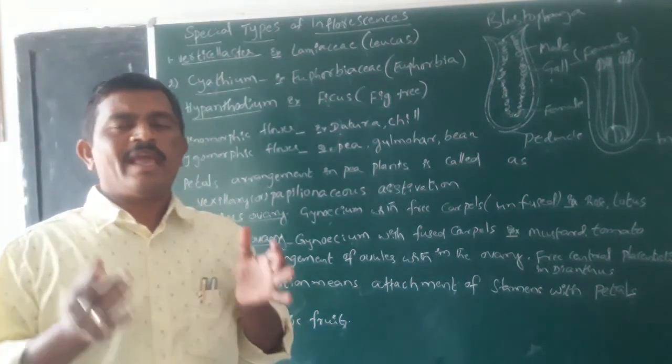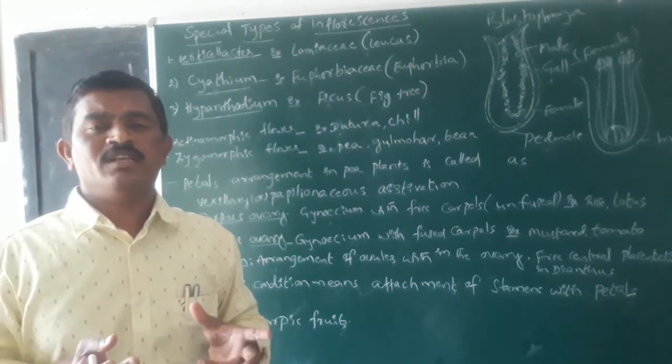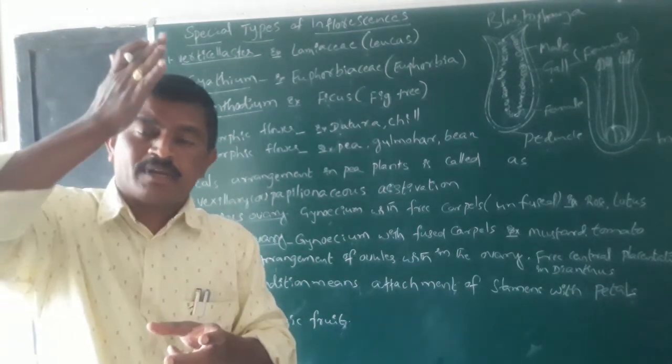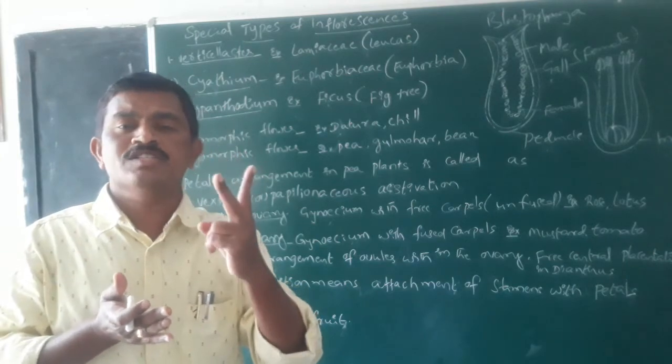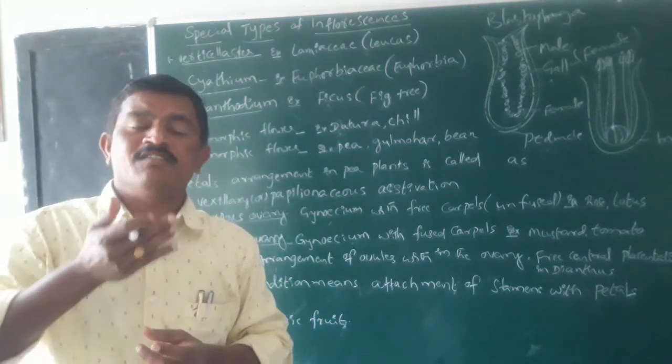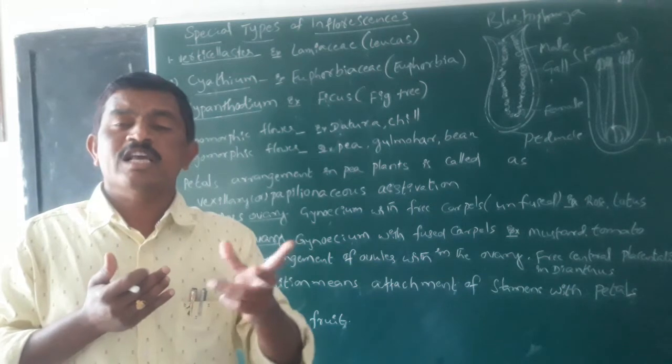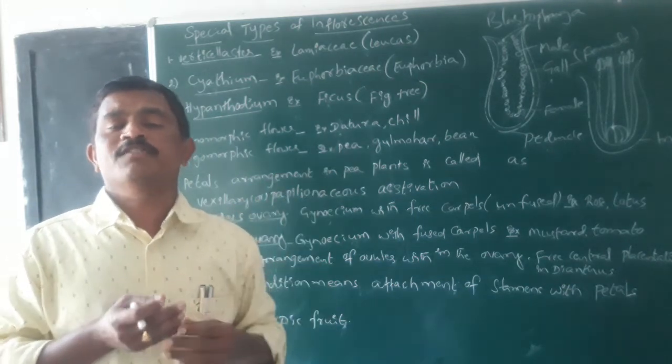Mostly actinomorphic flower means a flower that can be cut into two equal halves passing through the center from the bottom. Such types of flowers are called actinomorphic flowers.